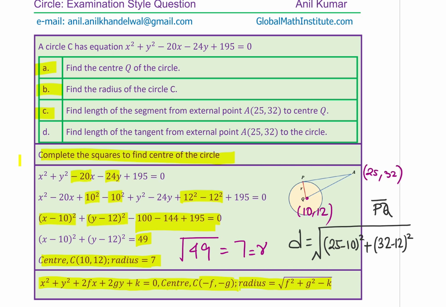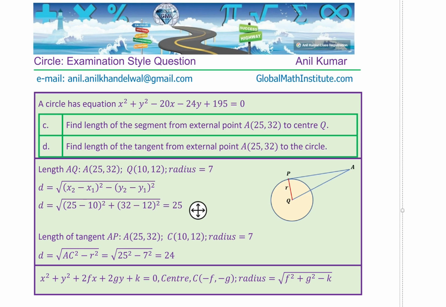So we now know the value of PQ. You can use the calculator and find the answer. Perfect. Now, here are the calculations for the value of PQ. So what we have done here is substituted the values in the formula itself. The formula is x2 minus x1 whole square plus y2 minus y1 whole square. Substituting the coordinate points, we know the external point is given to us as 25, 32. The center we found is 10, 12. And so 25 minus 10 whole square plus 32 minus 12 whole square within the square root gives us a value of 25. So we know now that this length PQ is 25.